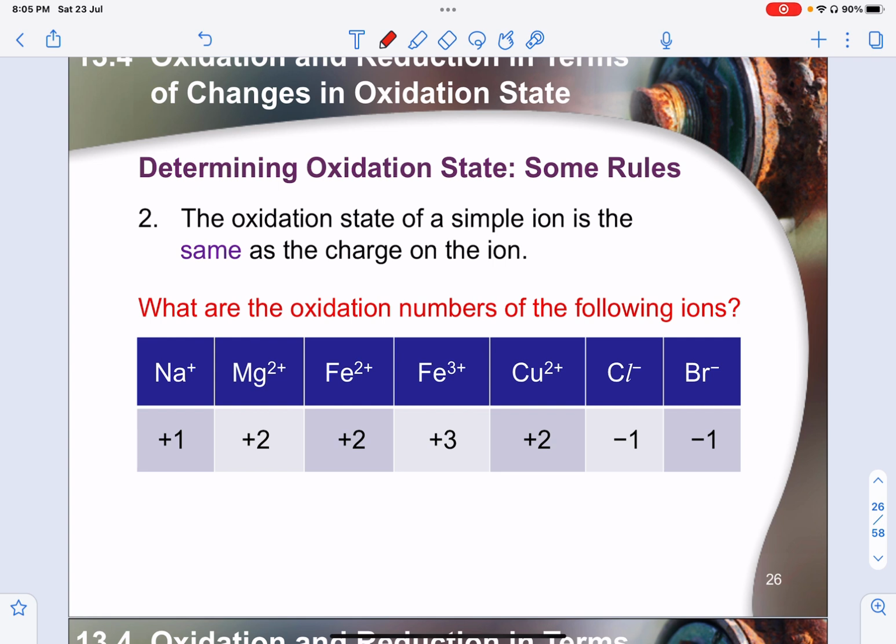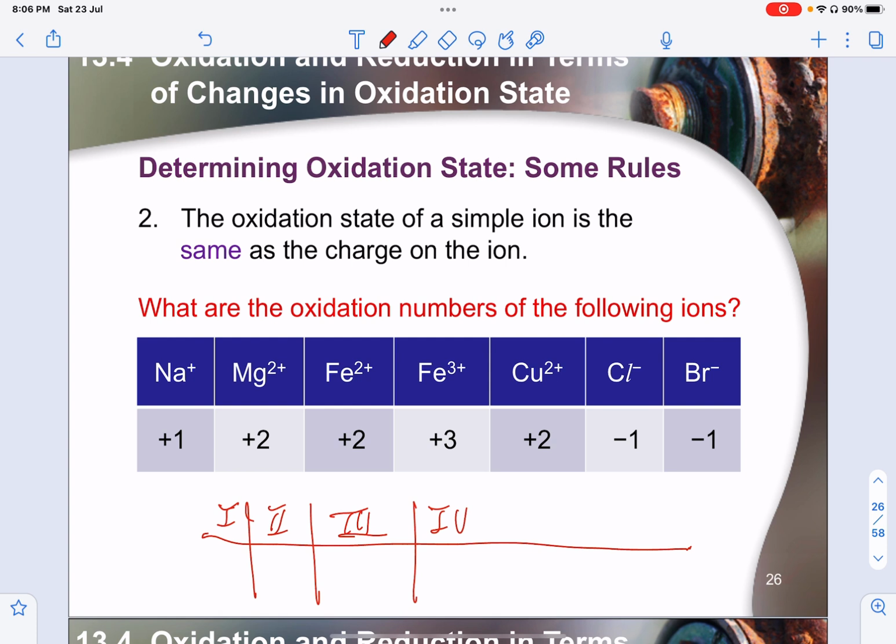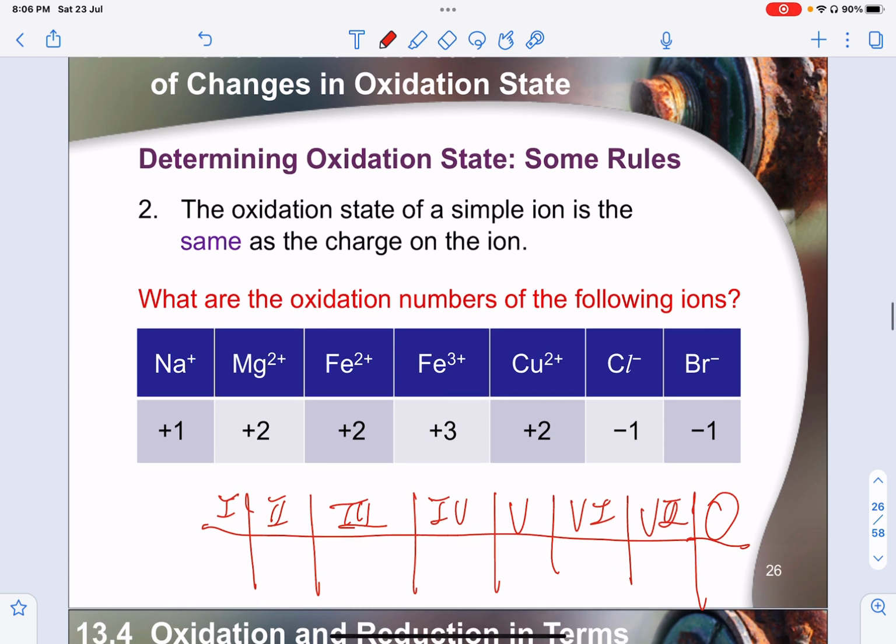Now, from this oxidation state, we can also guess what group the element belongs to. Like sodium is in group 1 because it has an oxidation state of +1. So more often than not, when we look at the periodic table, there are group 1, group 2, group 3, 4, 5, 6, 7, and group 0. So the oxidation state, or the charge, will still be about the same, where group 0 is 0, and then it goes -1, -2, -3.